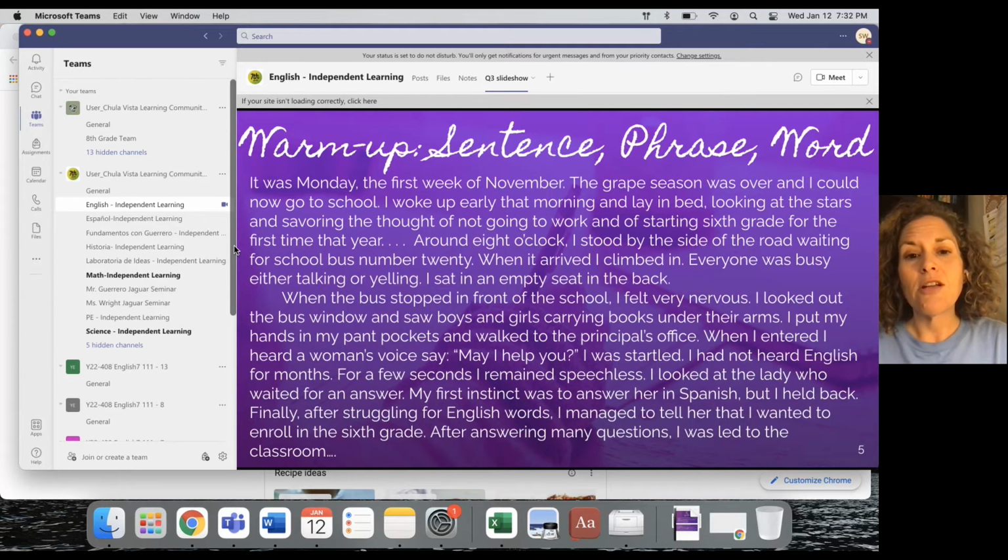When I entered, I heard a woman's voice say, "May I help you?" I was startled. I had not heard English for months. For a few seconds, I remained speechless. I looked at the lady who waited for an answer. My first instinct was to answer her in Spanish, but I held back. Finally, after struggling for English words, I managed to tell her that I wanted to enroll in the 6th grade. After answering many questions, I was led to the classroom.